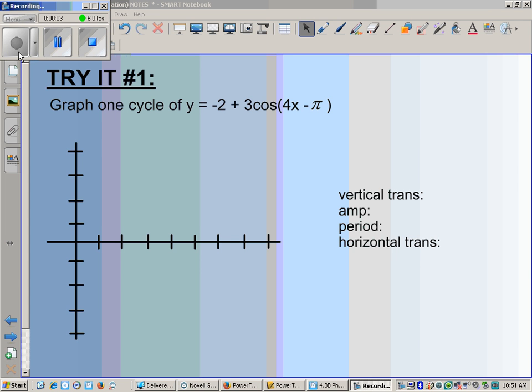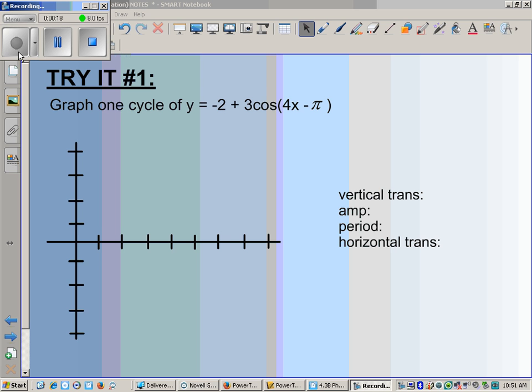Okay, here's another example of one of the problems. So here's try it number 1. It's asking us to graph one full cycle. Okay, and it's a cosine graph. So let's go through and list the amplitude, the period, the vertical and the horizontal translations.